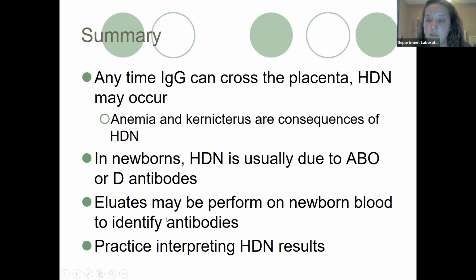And we talked about two different types of eluates. Remember, if ABO hemolytic disease of the newborn is suspected, a Lui-Freeze eluate is preferred. If another antibody other than ABO is present, such as D, E, Kell, Duffy A, Duffy B, then the acid elution is preferred.